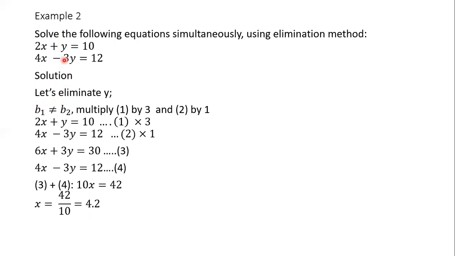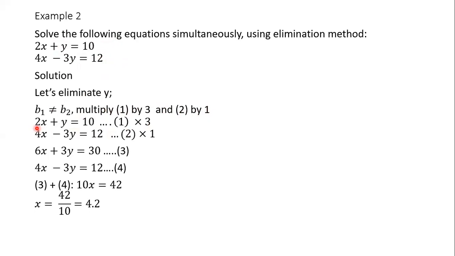Therefore, what should we do? We said when it happens that way, we multiply equation 1 by, now here we are using b1 and b2, so we multiply equation 1 by b2 and equation 2 by b1. So we multiply the whole equation 1 by b2, and you multiply equation 2 by b1, which is 1. So multiply equation 1 by the coefficient of y in equation 2 and equation 2 by 1.